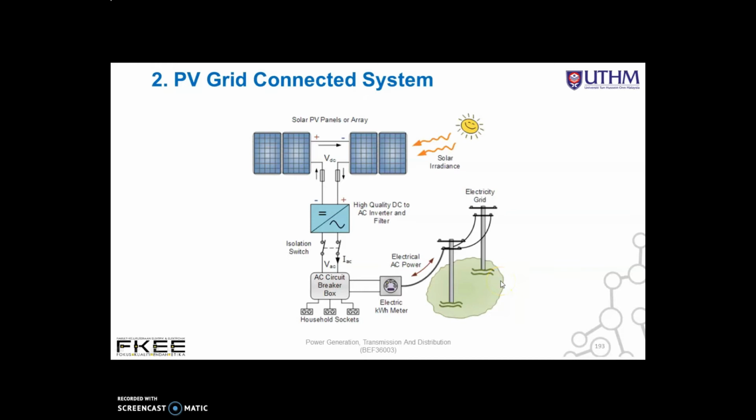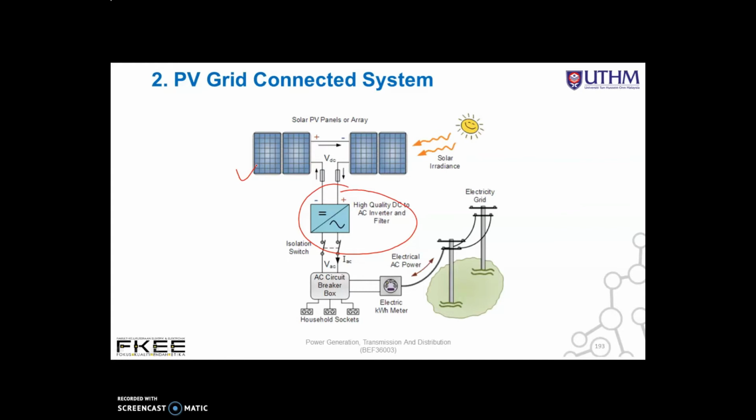Okay, next is the PV grid connected system. So you can see these figures. Grid connected PV systems have become increasingly popular for building integrated applications. They are connected to the grid via inverters. So you can see here we have the inverters. This is the solar PV panels or array, connected with the inverters, which convert the DC power from the solar PV panels or array into AC electricity.